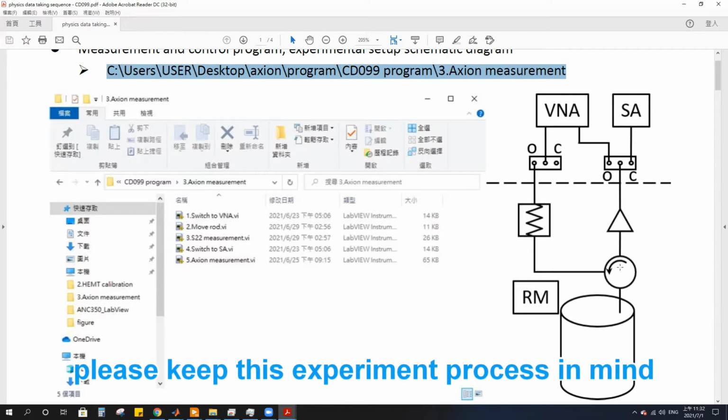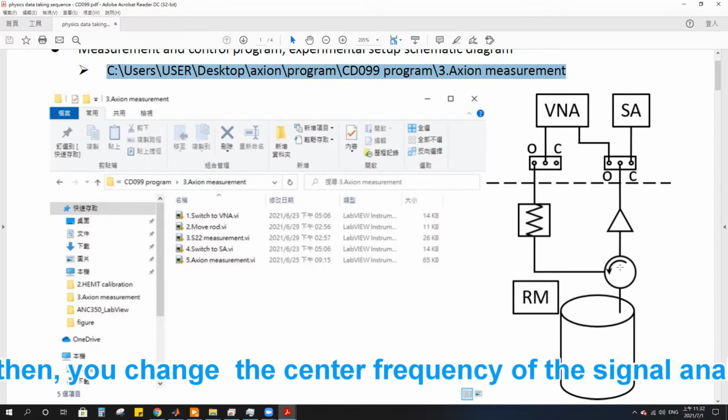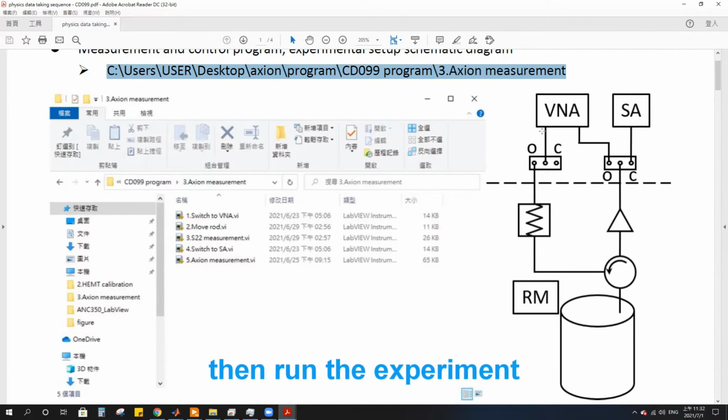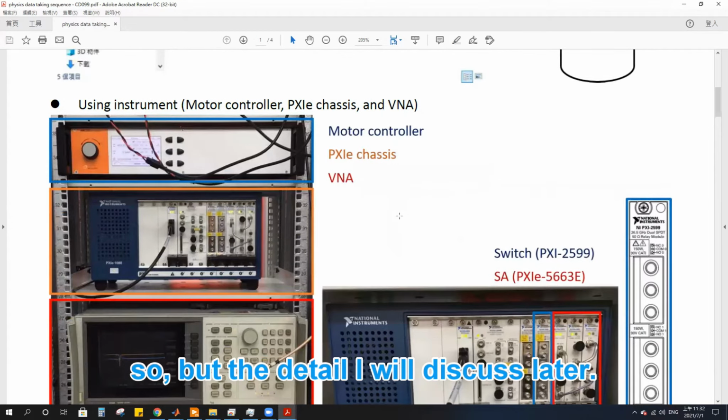So please keep this experiment process in mind. You need to do the S22 and confirm the resonance frequency is correct. And then you change the central frequency of the signal analyzer, then run the experiment. But the details I will discuss later.